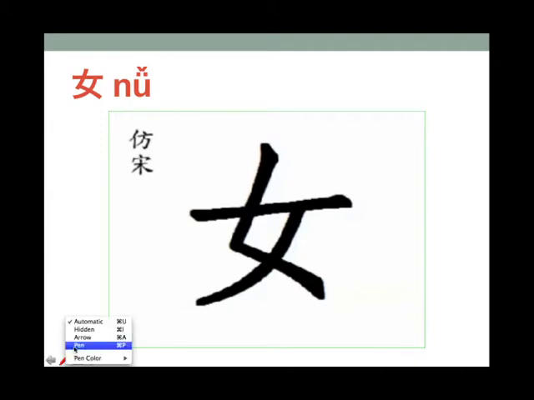Now that we've arrived at the final form, let's write this character together. First we have pie, zhe, and a horizontal, heng, and finally pie, heng.